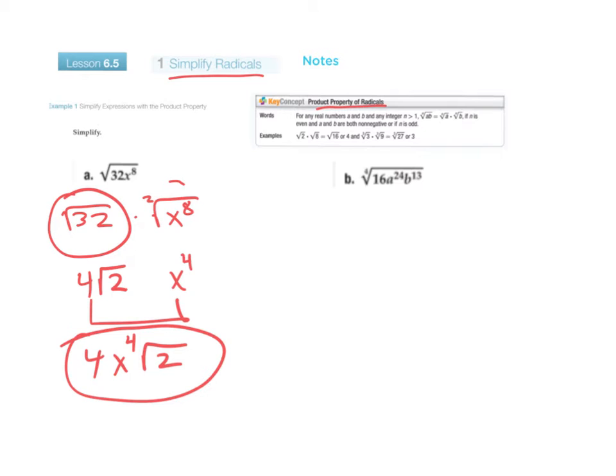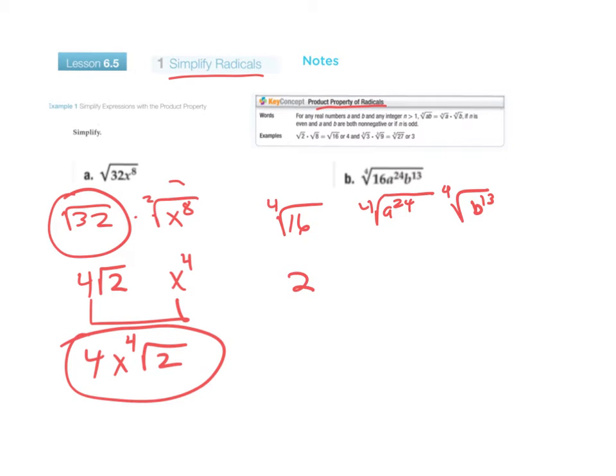So let's look at our next radical. Now we have the 4th root of 16 a to the 24th b to the 13th. So I'm going to separate to the 4th root of 16, and I'm going to do the same thing with all the letters. And you can do them all together if you wanted to, but I'm going to do them separately just so you can see. So if I do my numbers, this will be 2 in your calculator.